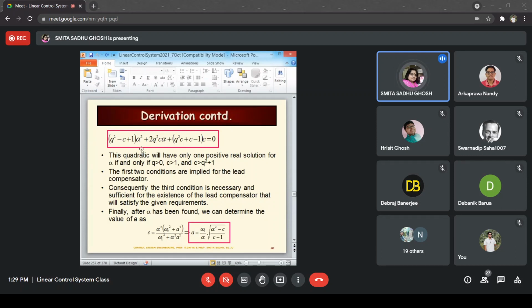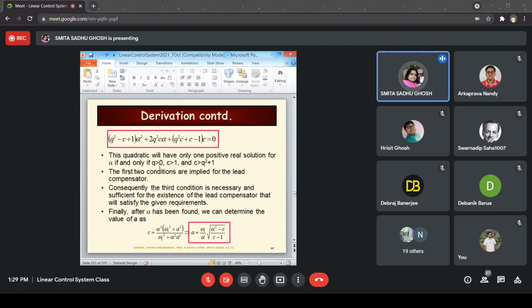Okay, so this quadratic, now we want the value of alpha to be obtained. How much is the value of alpha? Till now we know that alpha should be greater than 1. So in any case, alpha should have one unique positive real value, right? That can be obtained if and only if, okay, q was what? Q was tan phi c. Phi c means what? The phase lead.